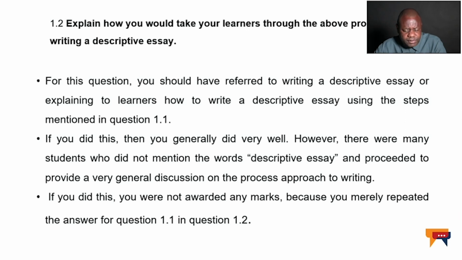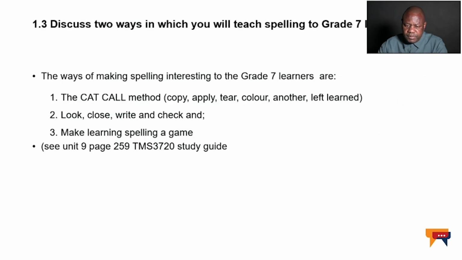However, there were many students who did not mention the words descriptive essay and proceeded to provide a very general discussion on the process approach to writing. If you did this, you were not awarded any marks because you merely repeated the answer for question 1.1 in question 1.2. Question 1.3: Discuss 2 ways in which you teach spelling to grade 7 learners.